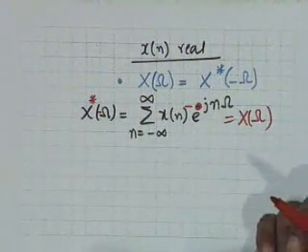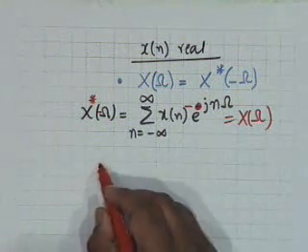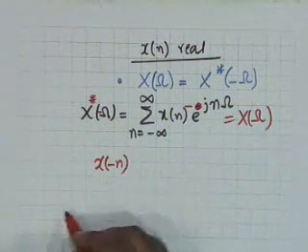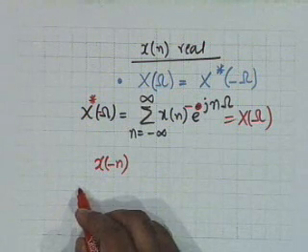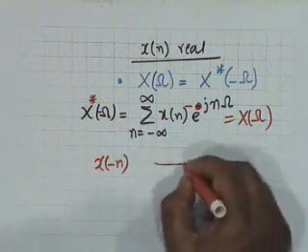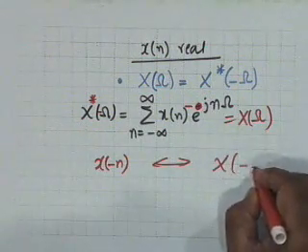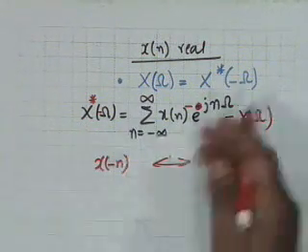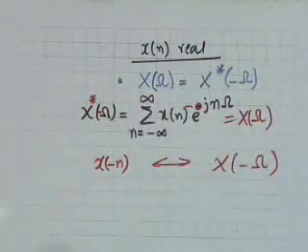Can you tell me what will be the Fourier transform of x of minus n if x of n is real? Well, it turns out that this is simply capital X of minus omega, and it's very easy to show. Just put in the definition, then you can show that the transform of x of minus n is X of minus omega.